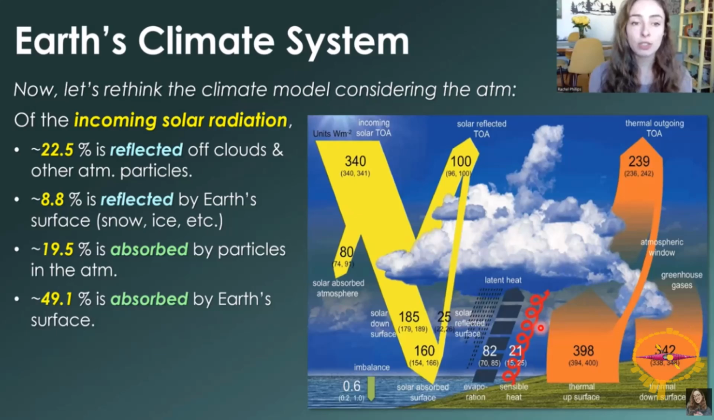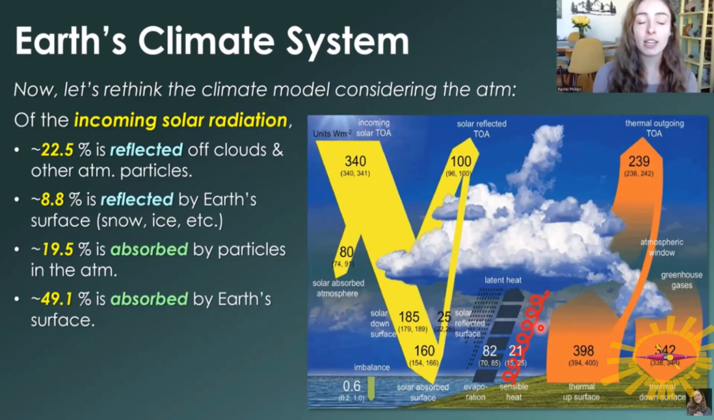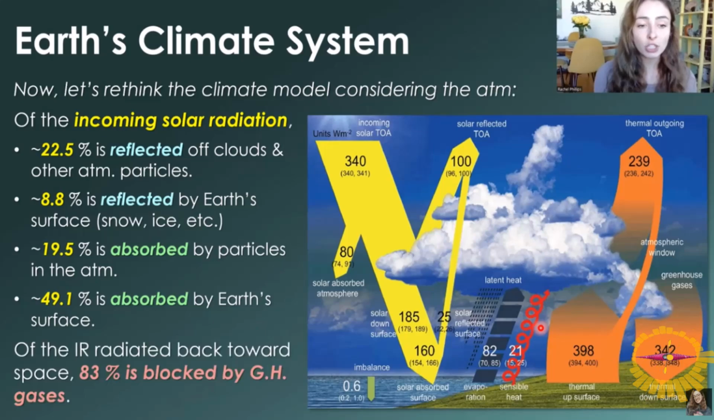And then, of course, once Earth absorbs this solar radiation, it heats up, and then because it heats up, it emits IR radiation, and of that IR emission or radiation that radiates back outward towards space, about 83% of that on modern Earth today, based on its current atmospheric constituents, is blocked by greenhouse gases.